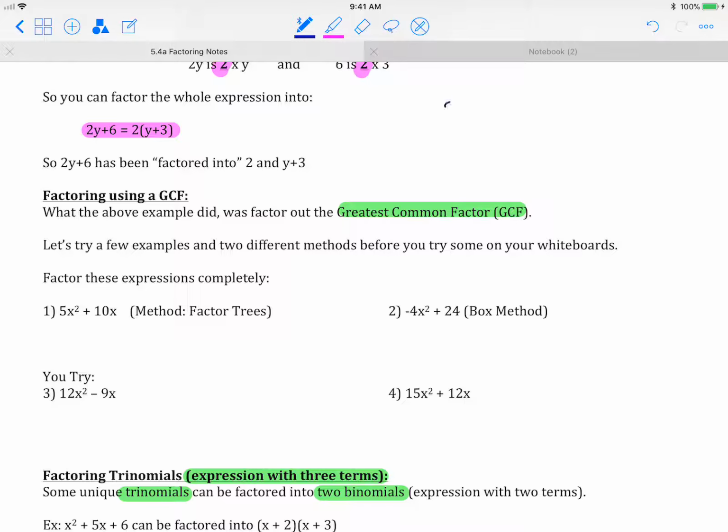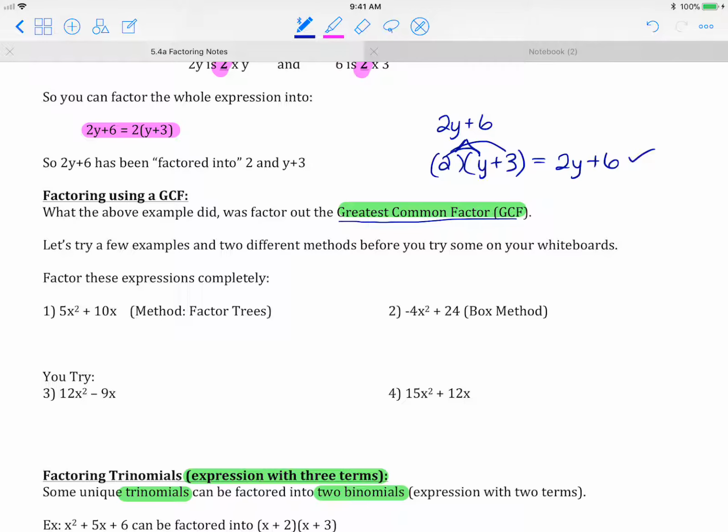So you can say that 2y plus 6 is factored into 2 and y plus 3. Those are the two factors of 2y plus 6 because, in fact, if I multiply them by each other using the distributive property, I would get 2y plus 6, and it checks. So what we just did was we factored using a GCF. If you recall, a GCF is the greatest common factor. It is the largest factor that you can factor out of two different terms that they have in common.